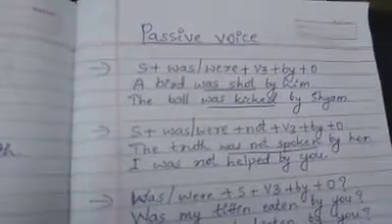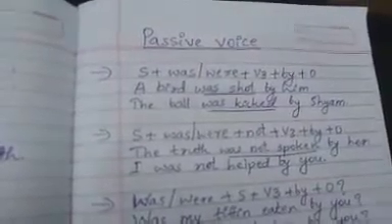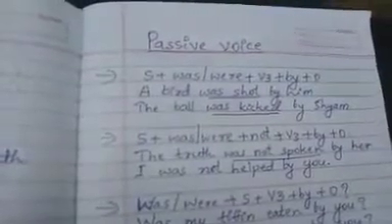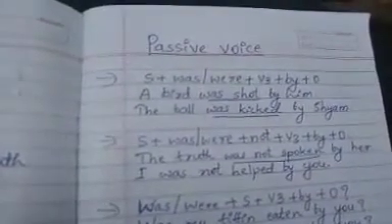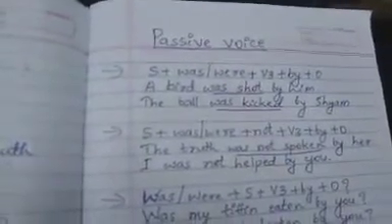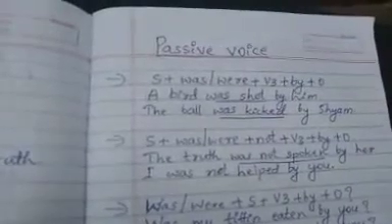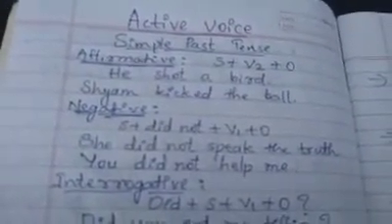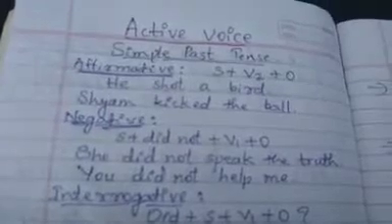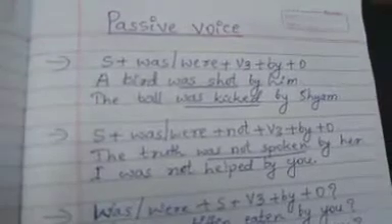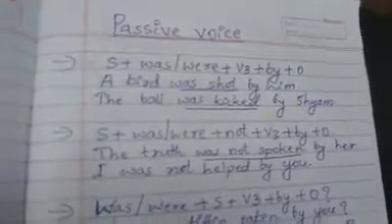So you can see the rule. Subject plus was or were plus V3, by plus object. A bird was shot. A bird is a singular subject. That is why we have to choose a singular supporting verb. Okay. Next. Shyam kicked the ball. The ball was kicked by Shyam.